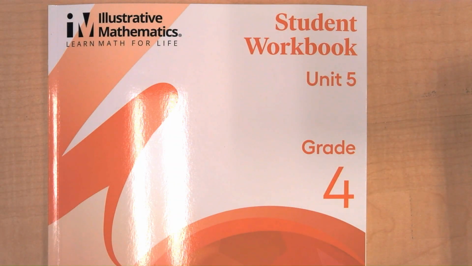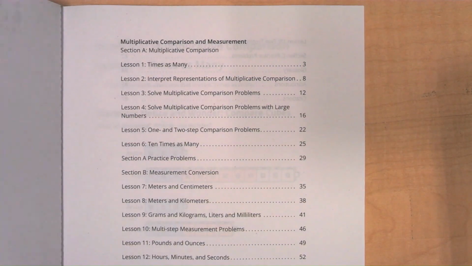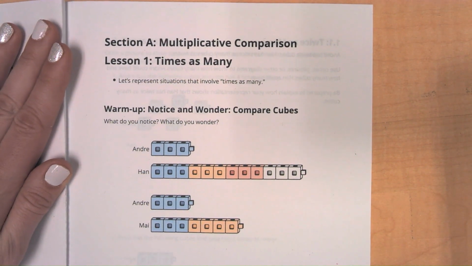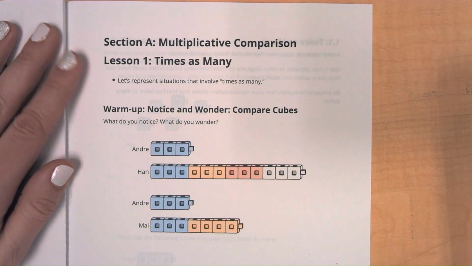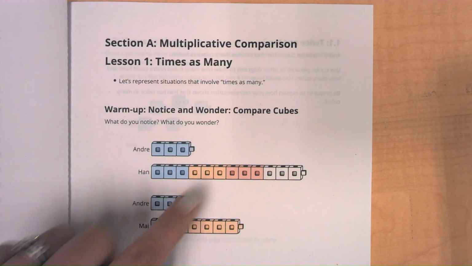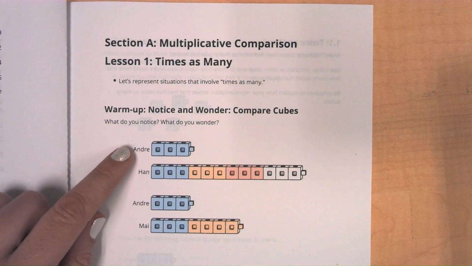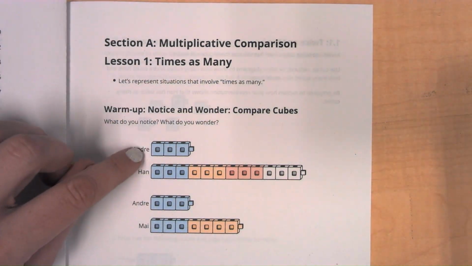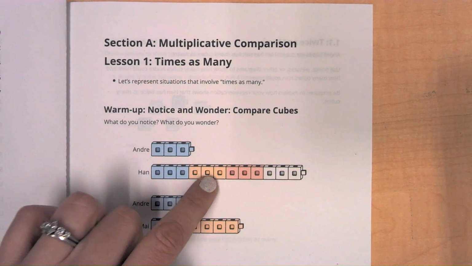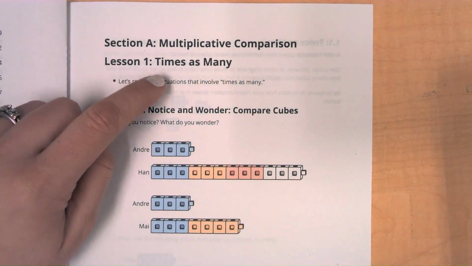All right, so in our Unit 5 workbook, Grade 4, Illustrative Mathematics, we're going to talk about multiplicative comparison. What is it? What does this even mean? A multiplicative comparison is simply when it says times as many. So in this warm-up, we ask ourselves, what do you notice? What do you wonder? We notice that Andre and Han have 3 sets of 3s, groups of 3s. When you see times, we don't think of times, we think groups.